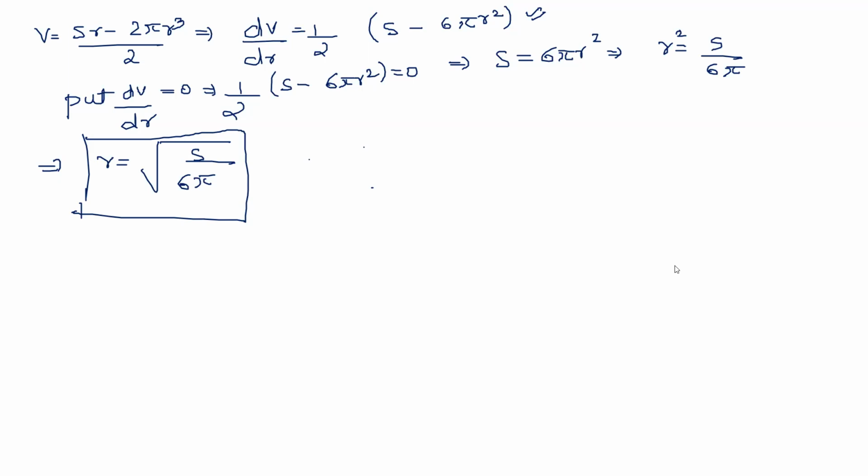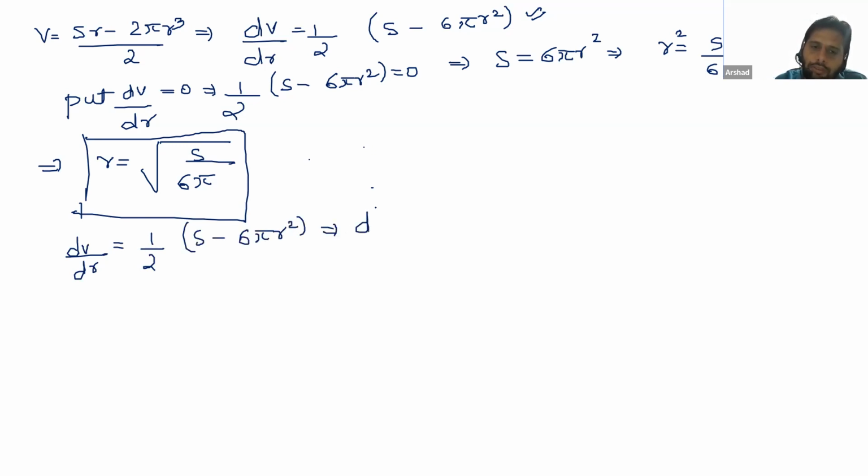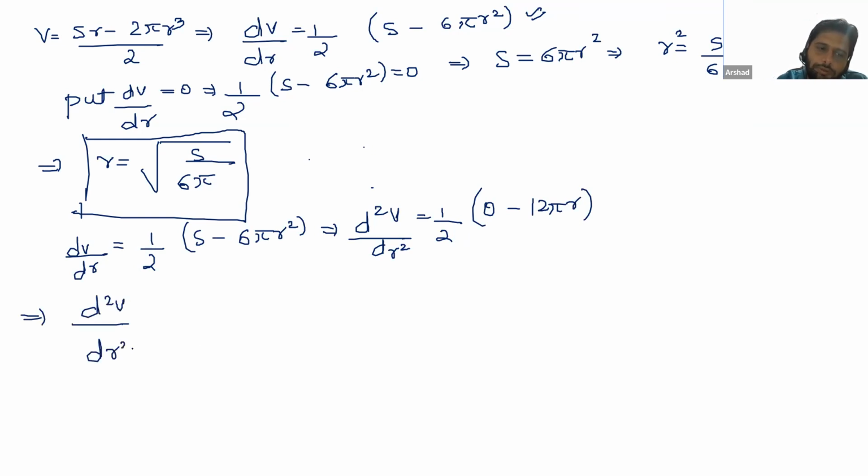Okay, so you get root 6 pi by 3. Let me check this. So dV by dr is equal to 1 by 2 S minus 6 pi r square. Again differentiate this, d square V by dr square. So it is equal to 1 by 2 as it is 0 minus 12 pi r. Okay, so that means you get d square V by dr square equal to minus 6 pi r.